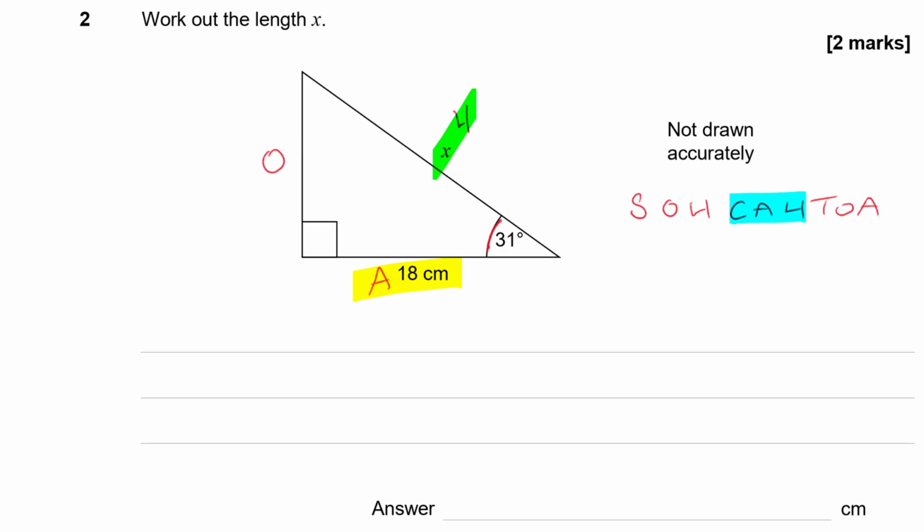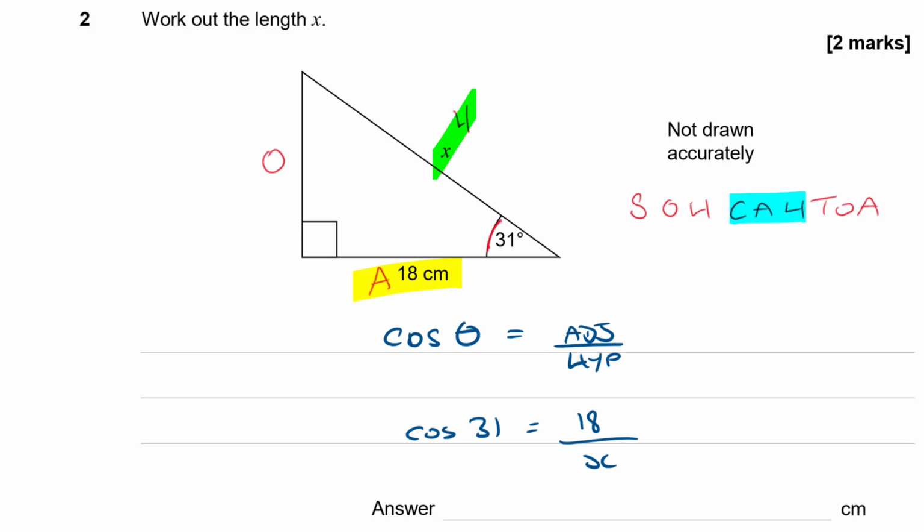So writing out what the cosine angle is, cos of my angle is equal to A, the adjacent, divided by H, the hypotenuse. I can now sub into it what I know. I know the angle is 31, so cos 31. I know the adjacent is 18. And I know the hypotenuse. No, I don't. It's x. So I've got cos 31 is equal to 18 over x.